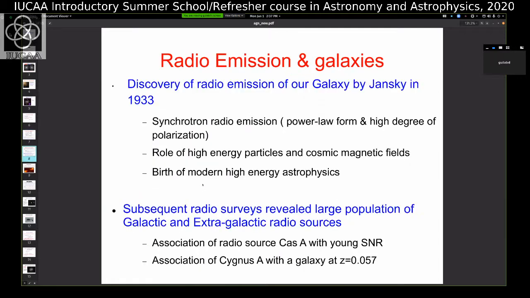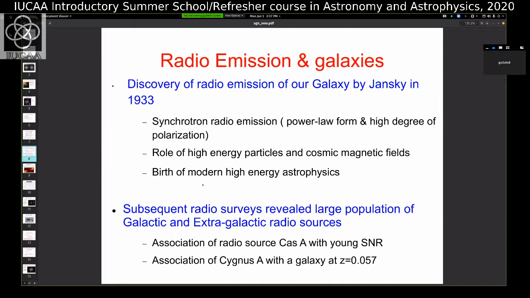So the next type is the radio galaxies. Let me briefly tell you about the radio emission, how the radio emission was discovered and how the AGNs were identified. So the radio emission was discovered from our galaxy by Jansky in 1933. And this turned out to be a power law in the spectral form, and there's a high degree of polarization. This is a characteristic of synchrotron radio emission. So the radio emission from our galaxy is essentially due to the synchrotron process.